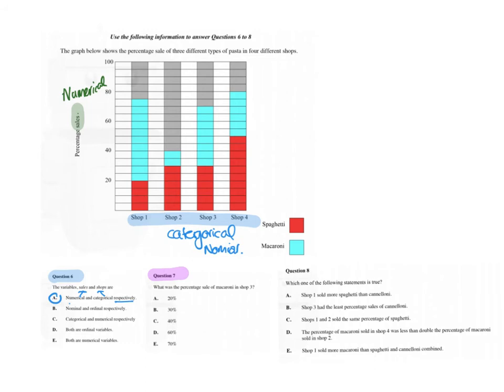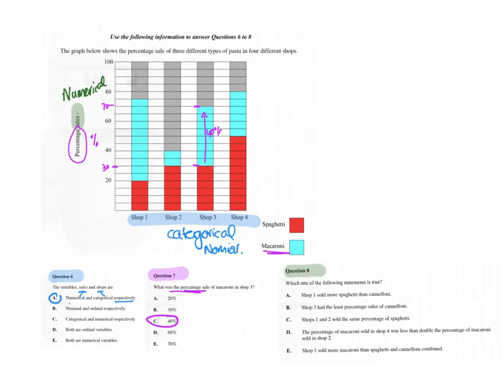What is the percentage? So I've got percentage. Remember, maybe look up here, but this is percentage, so that's okay. What is the percentage of sale of macaroni in shop 3? So macaroni is this blue colour in shop 3. If you look, we're here up to here. So I'm going to say it's like 30 up to 70. So what would that be? 40%.